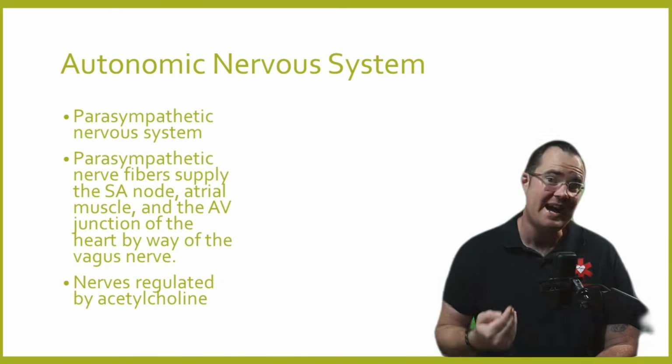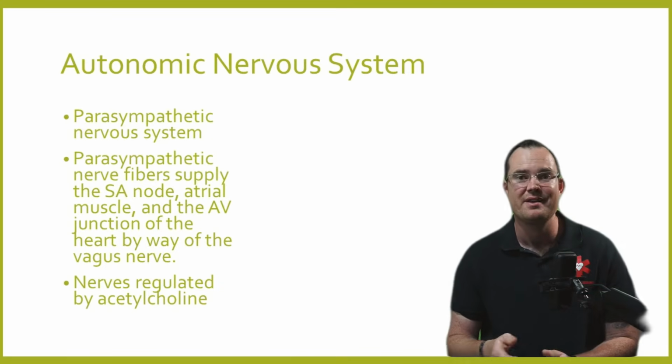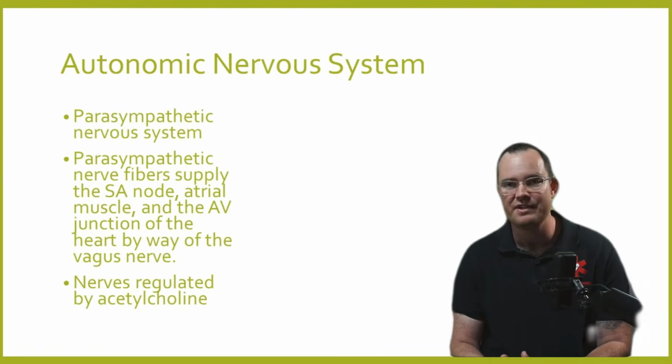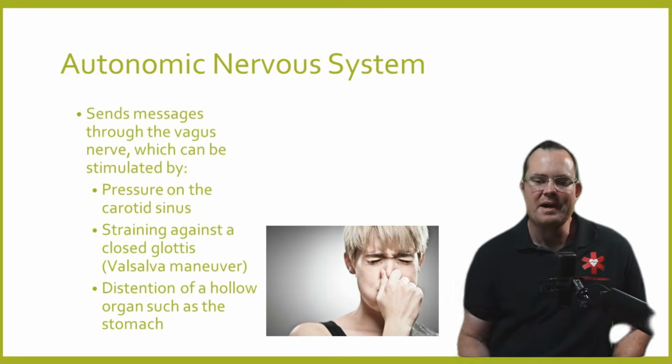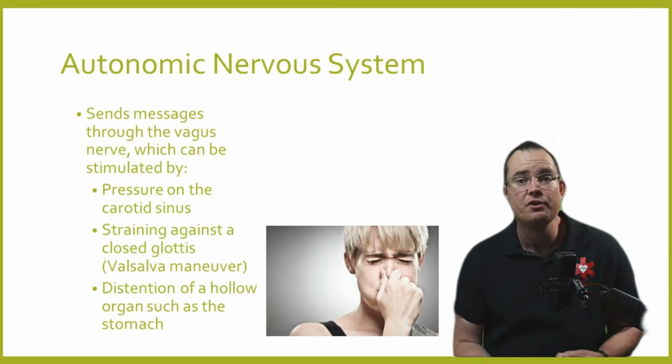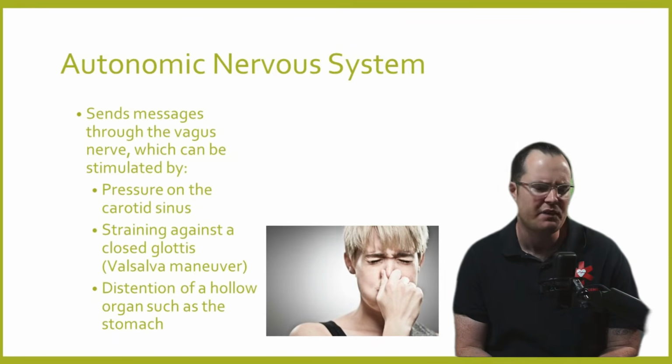So again, this is like an anatomy type question. Which neurotransmitter is regulated by the nervous system? With the parasympathetic nervous system, it is acetylcholine. Talking about actually having a vagal maneuver performed on a patient, there's multiple different ways to do it.